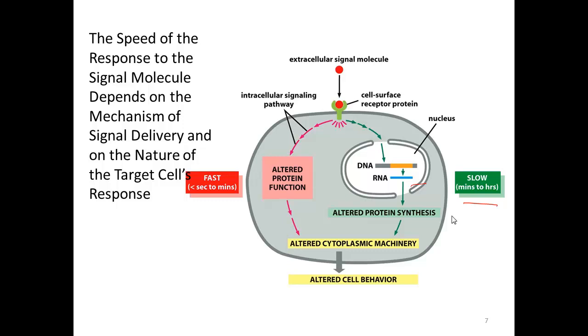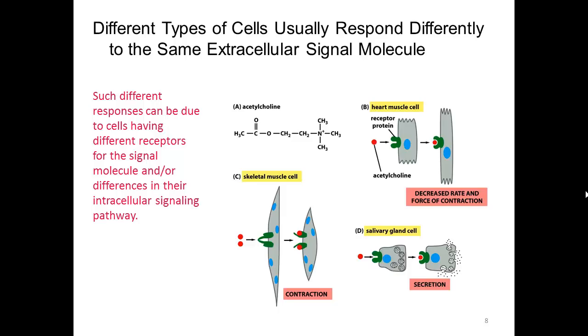If you have to respond quickly to an external stimulus, then you're going to want to bypass making RNA, bypass making protein, and simply alter the function of a protein that is present in the cytosol. In this manner, you can have a response in seconds or minutes.